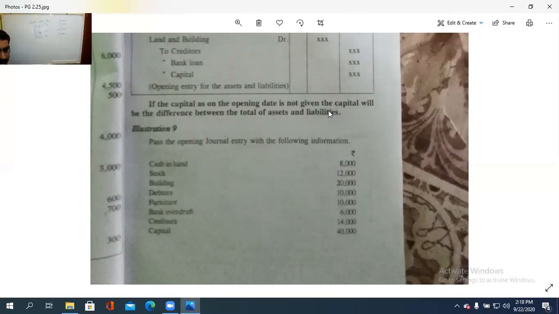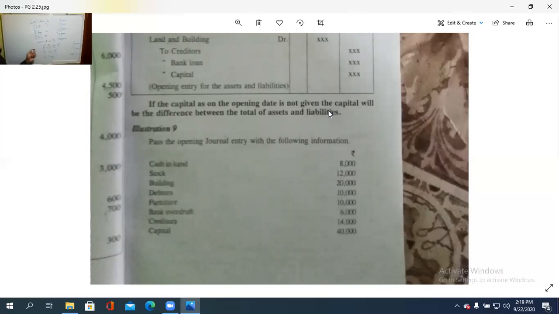Then furniture debtor, how much is it? 10,000. To bank overdraft. Bank overdraft is a credit item like bank loan. Bank overdraft 6,000. Then creditors, how much is it? 14,000. And to capital 40,000. See, 10, 20, 40 plus 10, 50, 52 plus 8, 60. Here 40 plus 20, 60. So see, assets are equal to liabilities and capital.